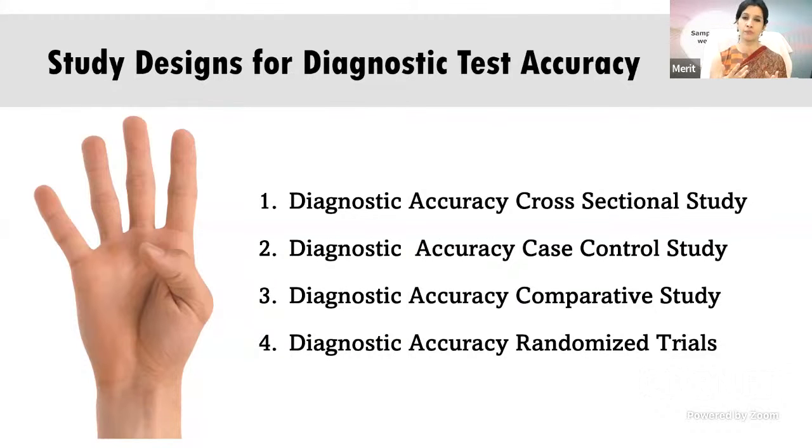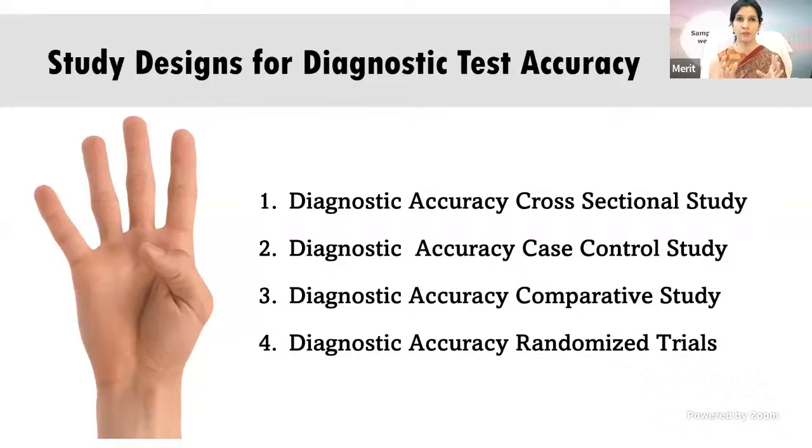Usually the most commonly done modality of test accuracy is the first one, which is the diagnostic accuracy cross-sectional study. We have reviewed a lot of literature, and mostly we have found that most authors conduct the first option, that is the diagnostic accuracy cross-sectional study. We could find some examples of the diagnostic accuracy comparative study also.